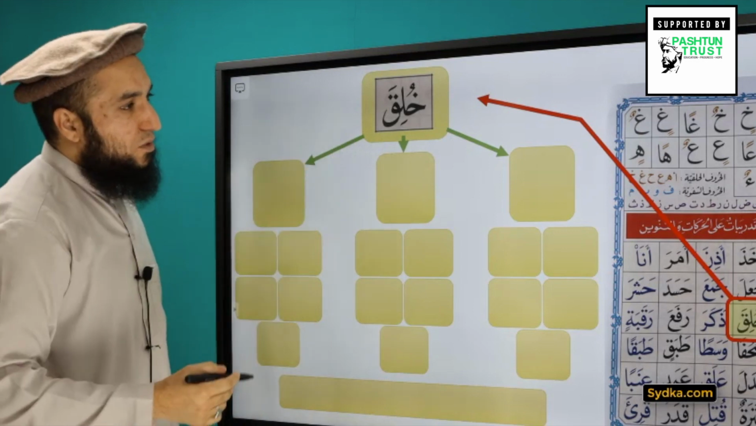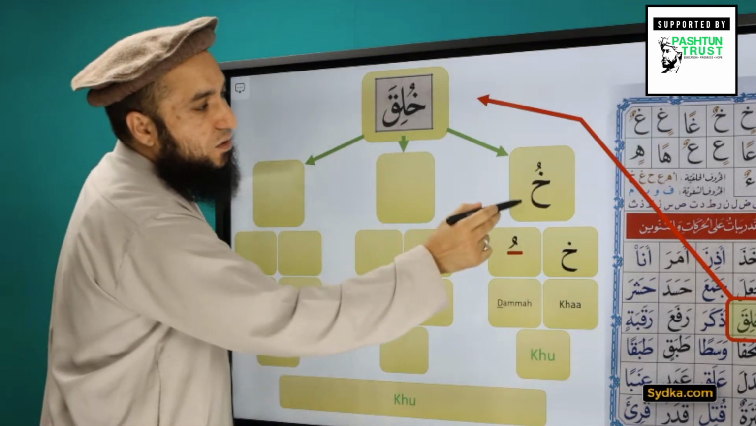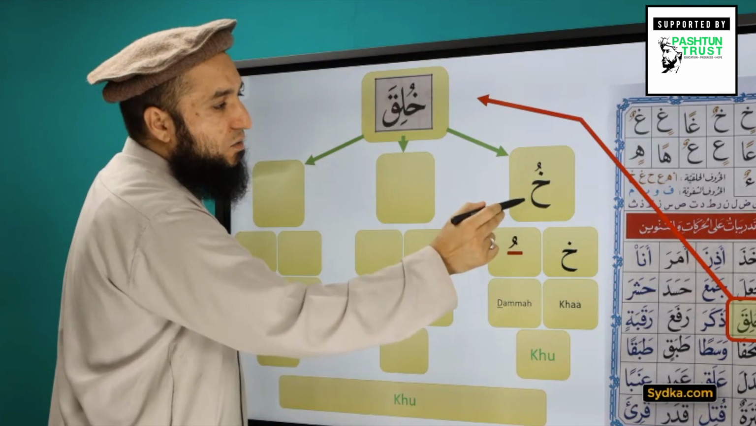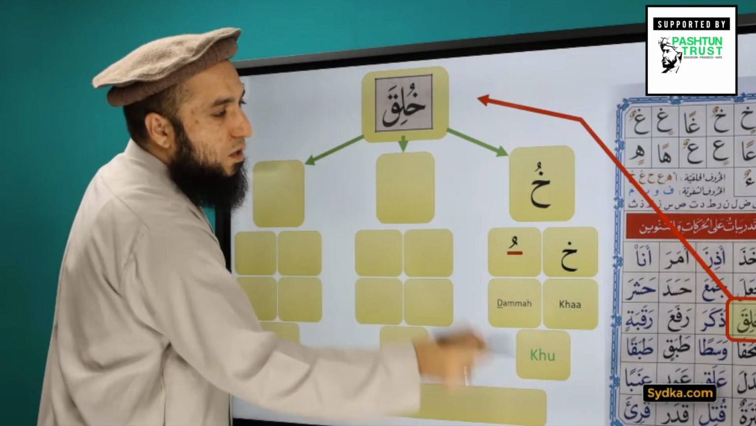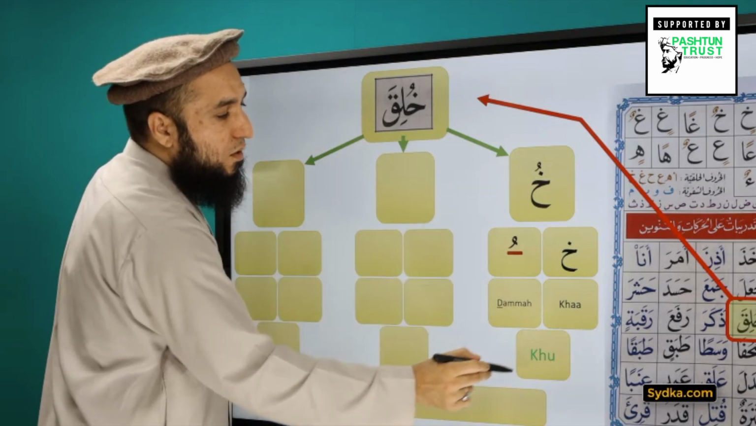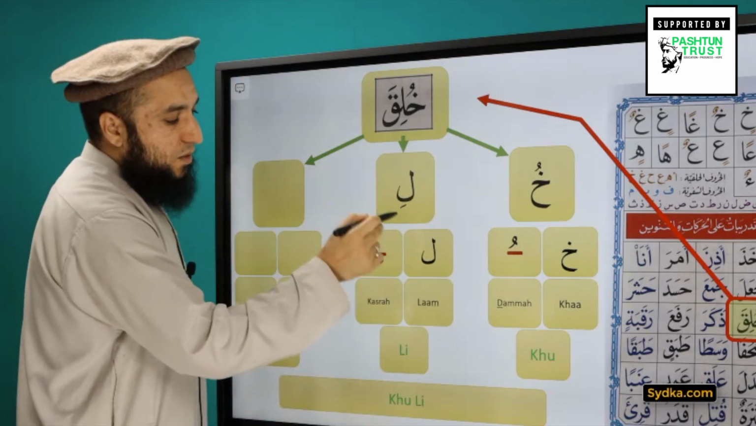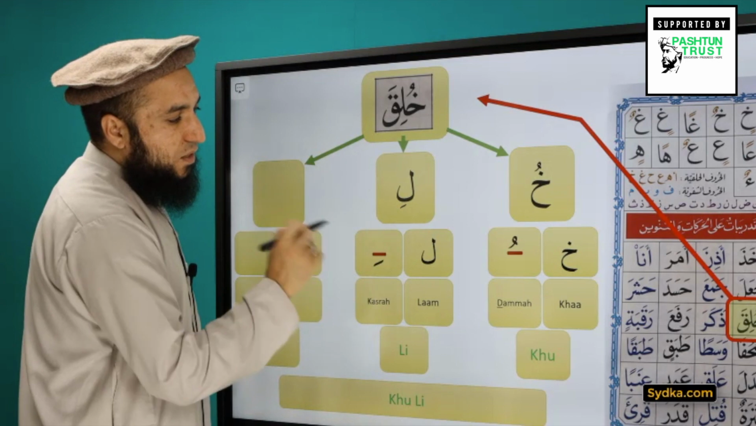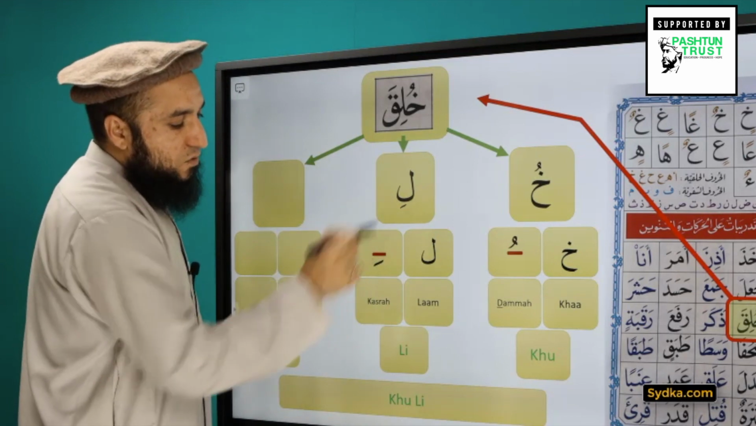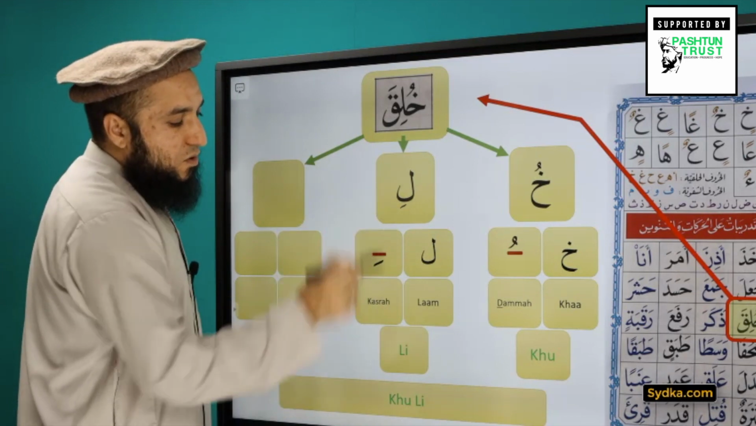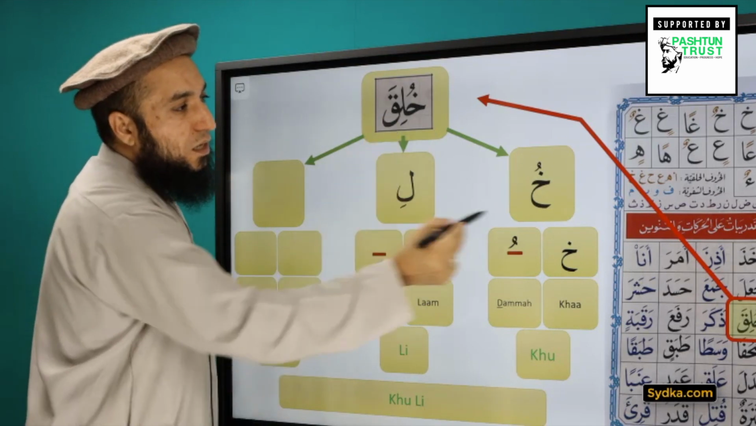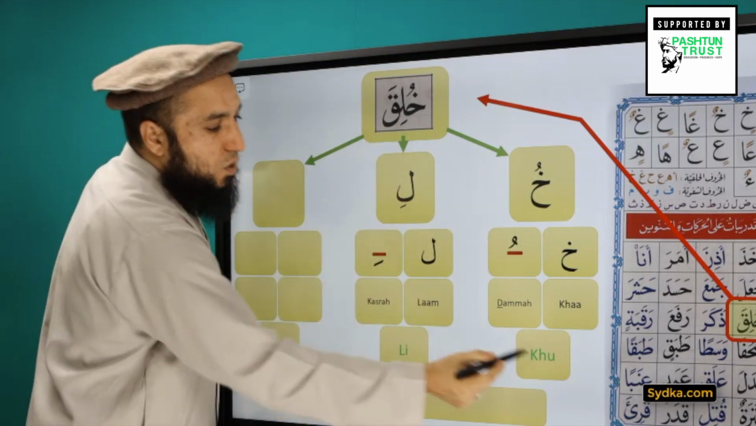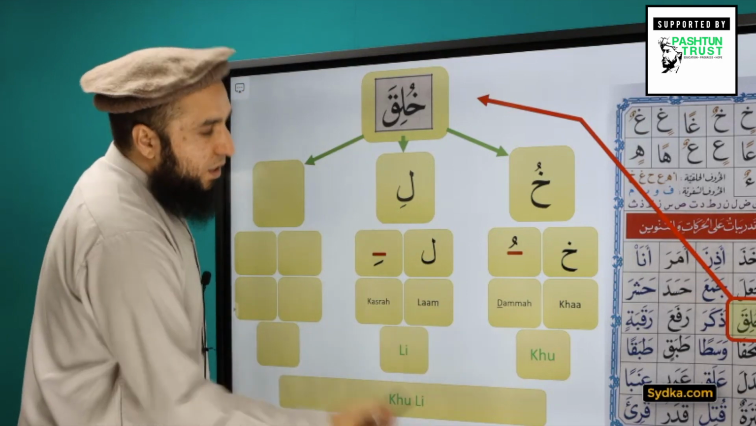خلق has 3 syllables. So the first syllable we have is خا ضمة خو, and خا is not silent, and we have ضمة as حركة. خا ضمة خو. The second syllable we have is لام كسر لي. لام is not silent, and we have كسرة as حركة. لام كسر لي. Now we combine these 2 syllables. We have خولي خولي خولي.